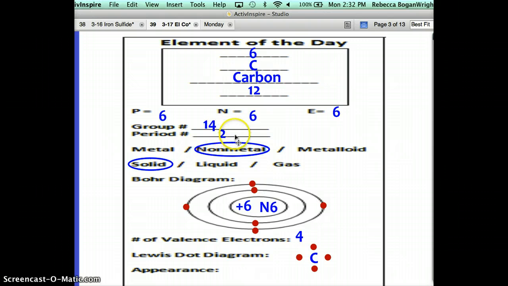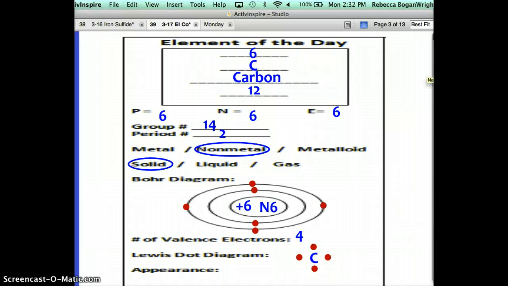The period 2 gives me a huge clue. It tells me that this atom has 2 electron shells. Everything in period 2 has 2 electron shells. Carbon is a nonmetal, but it is a solid substance. It has 4 valence electrons, so the Lewis dot structure would look exactly like this.